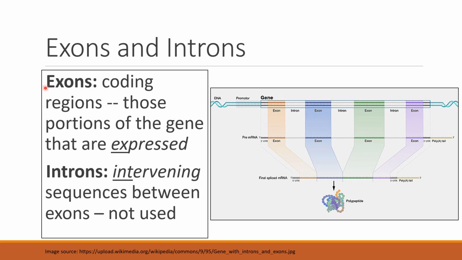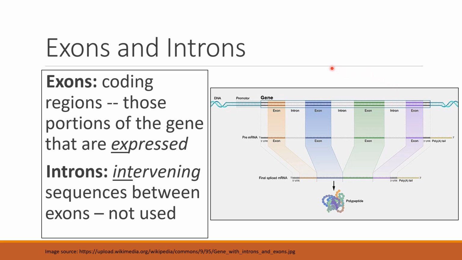But exons and introns, these are sequences in the gene of the DNA that are either expressed or not expressed. Exons are those portions of the gene that are expressed, and I underlined the EX because it's like exons. Exons are expressed. Introns, on the other hand, are intervening sequences between the exons, and these are not used. So within that particular gene, there's little gaps in there, these introns, that are not used at all for the purpose of protein synthesis.